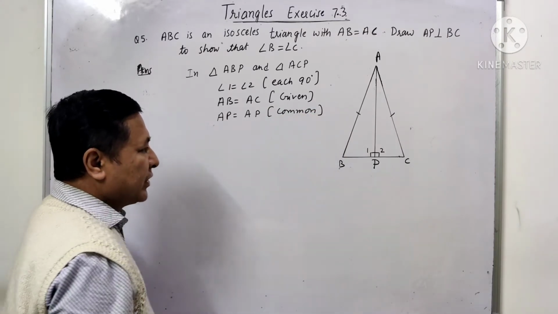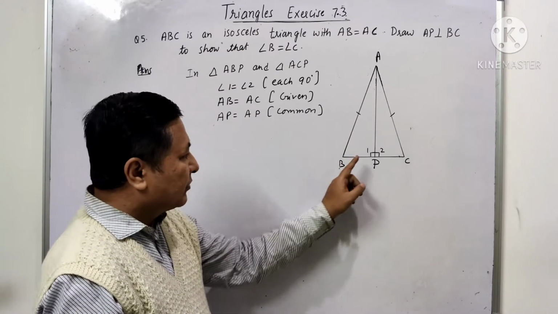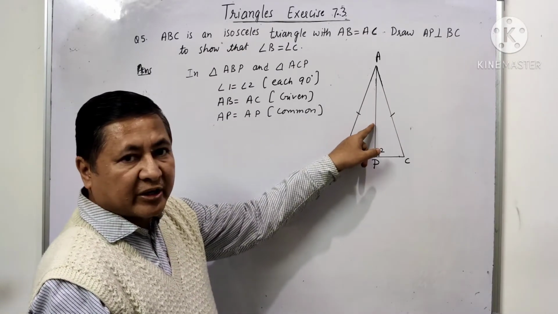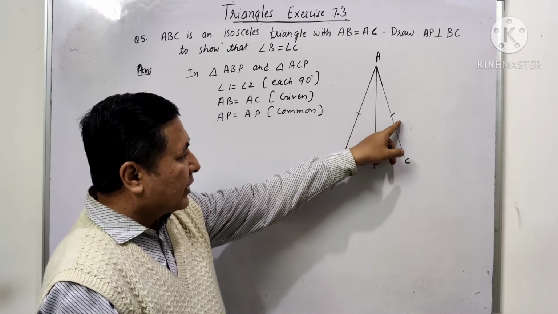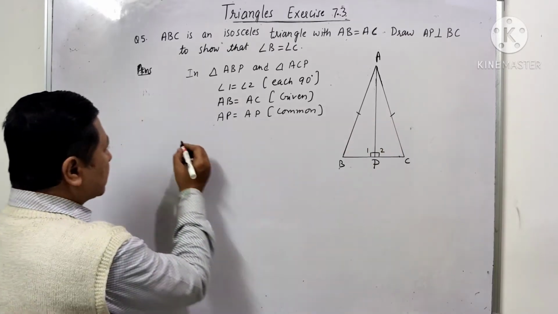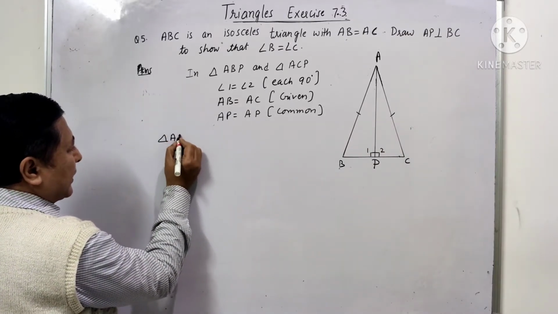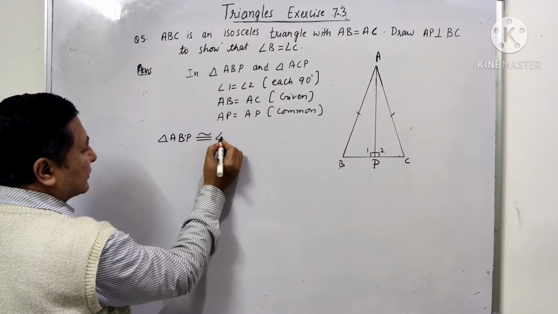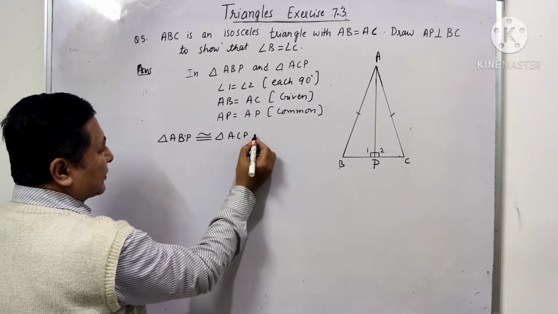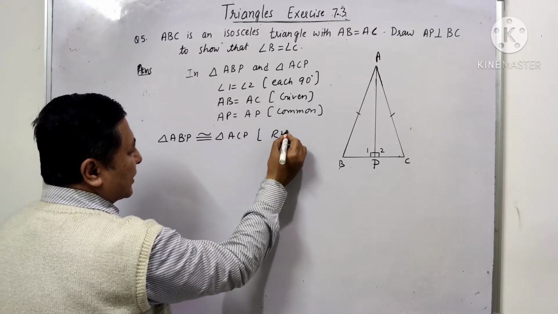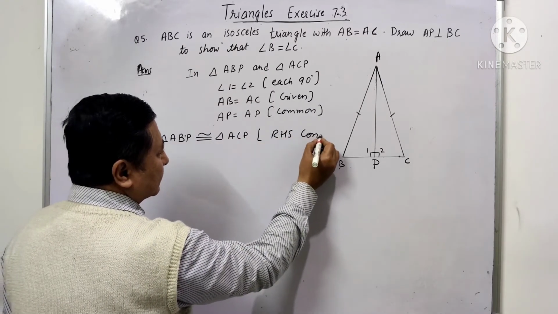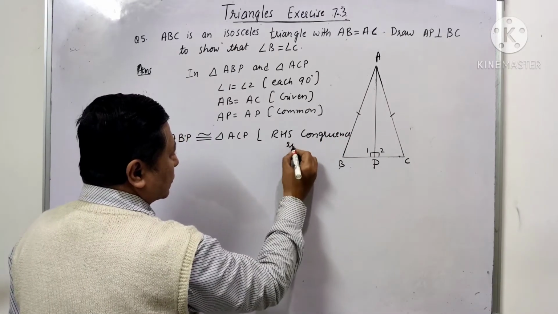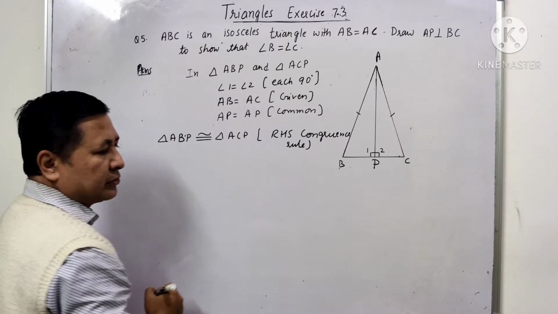Now you can see the two triangles are congruent by the right angle, then we have hypotenuse, and then we have side. Right angle, hypotenuse and side. So triangle ABP is congruent to triangle ACP by the rule that is known as RHS congruence rule. So they are congruent by RHS rule.